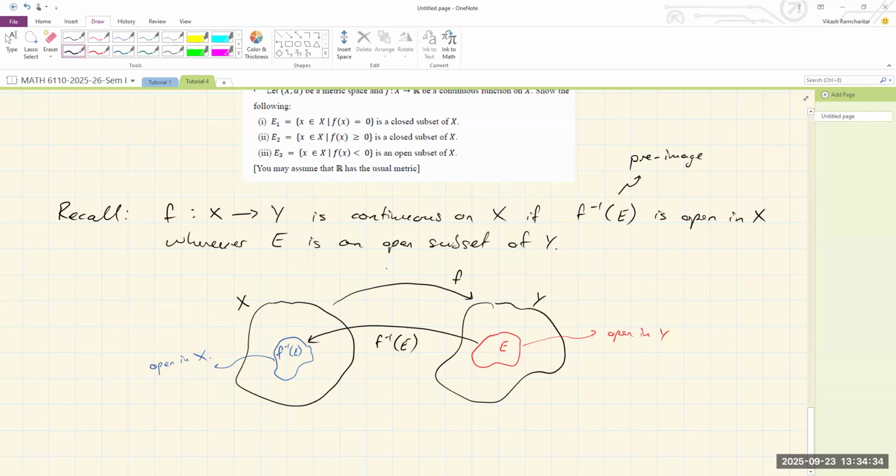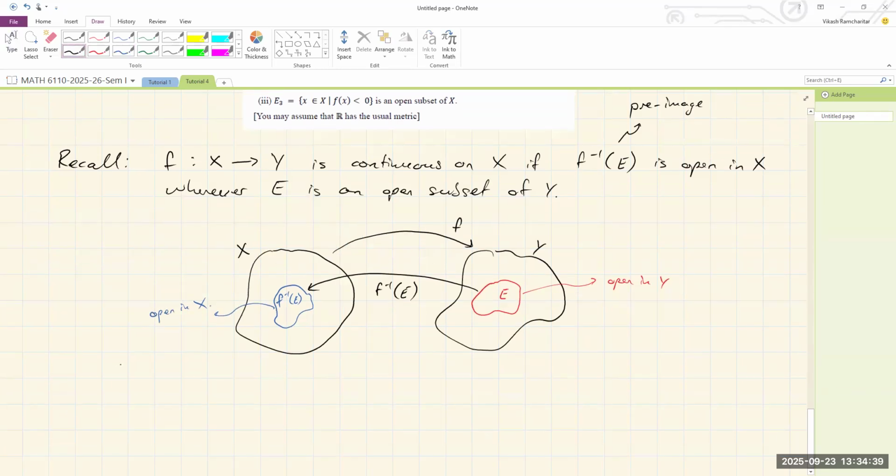And let me also quickly remind you what exactly this pre-image is. Because it's not the inverse, it only has an inverse if the function f is bijective, but in general, continuous functions do not all have to be bijective. So f to the minus 1 of E, the pre-image of E, is just all the points in the domain X such that when you apply f to it, you end up in E. So it's just all the points in the domain that map into the set E. That's what the pre-image is.